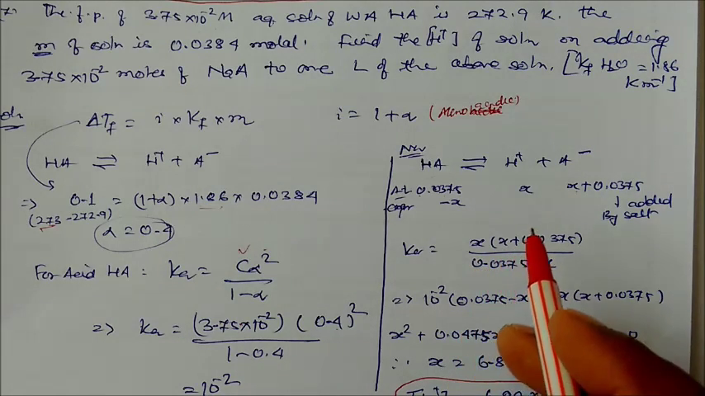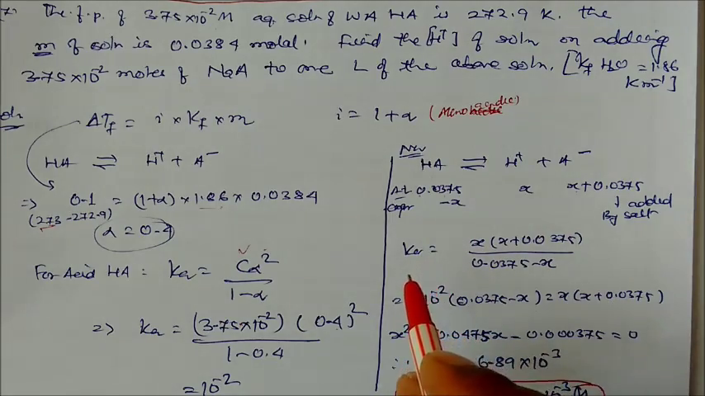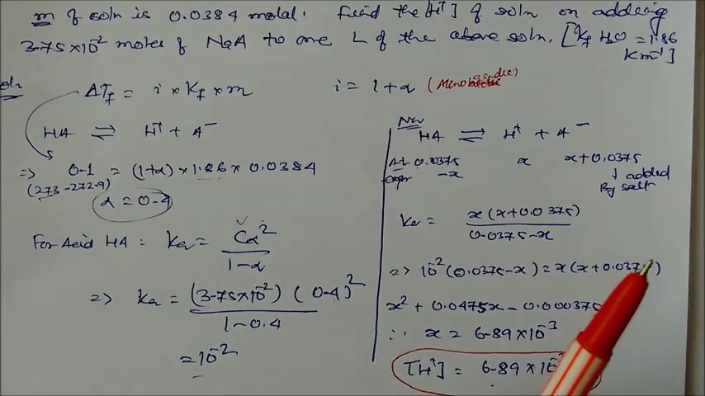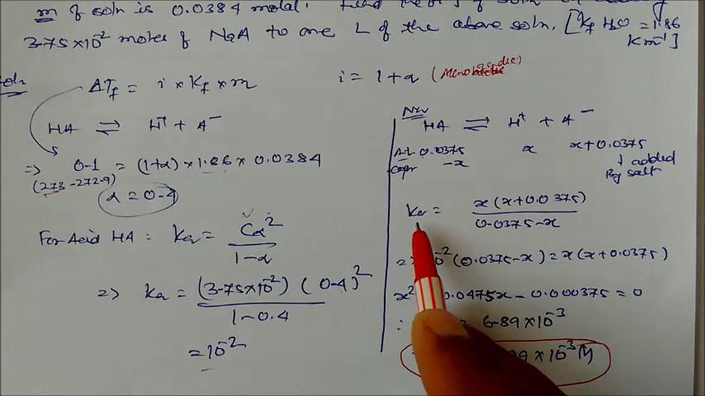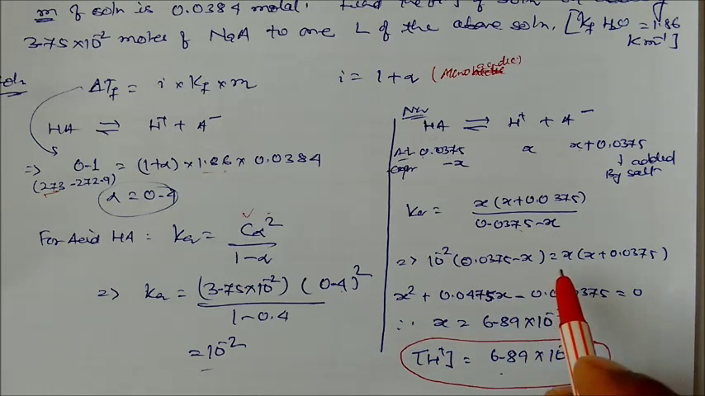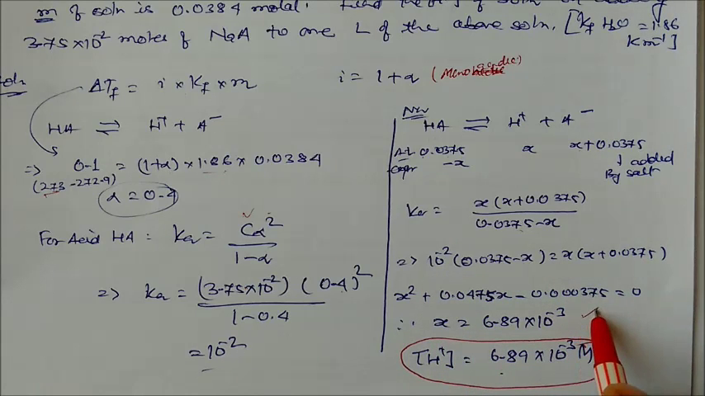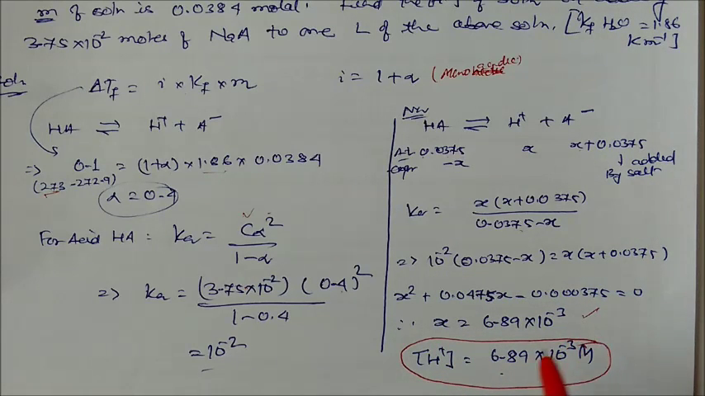We know that if you increase or decrease the concentration, K always remains constant. So in this case, on solving, this is nothing but 10 power minus 2 multiplied by this value equals X into X plus 3. On solving here, we will get X equal to this much value, and 6.9. X is nothing but the concentration of H plus. So H plus is equal to 6.89 into 10 power minus 3 molar. So this is our answer.